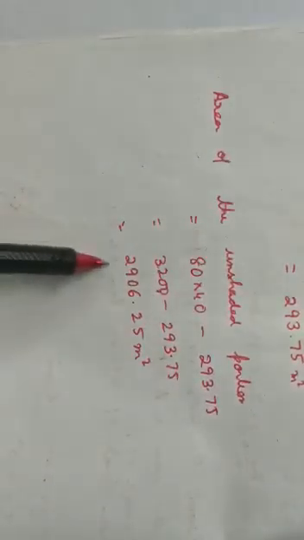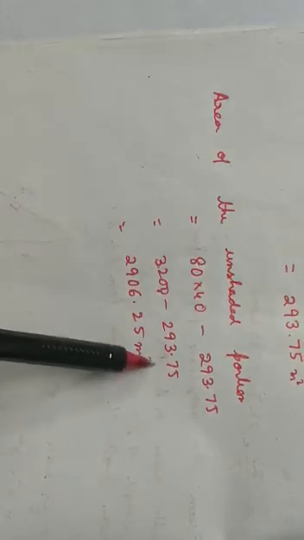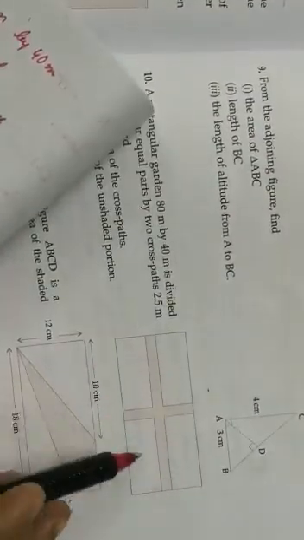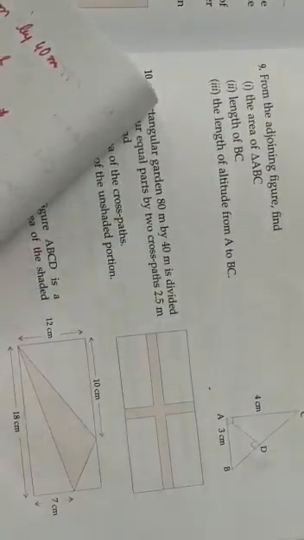It is coming out to be equal to 2906.25 meters square. So this should be the area of the unshaded part. This is how you will take it out, not take out these 4 separately or anything like that.